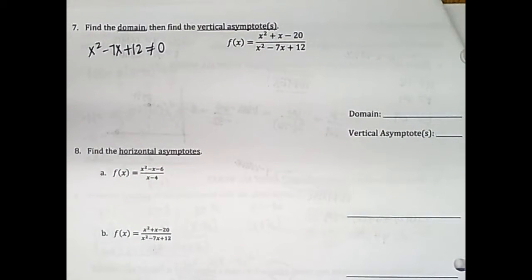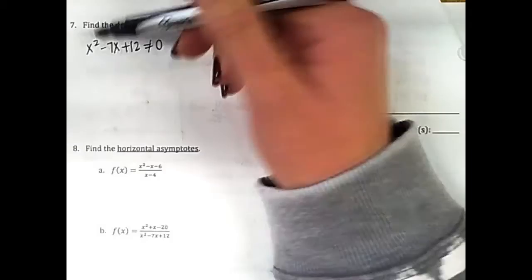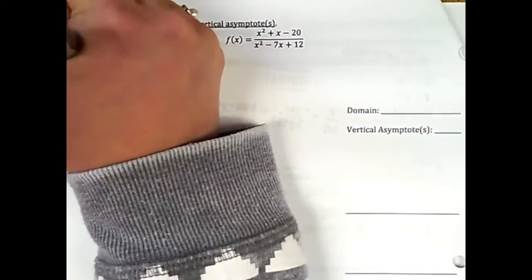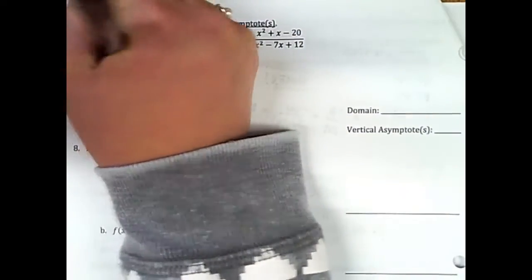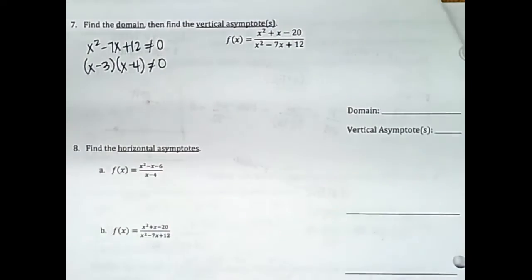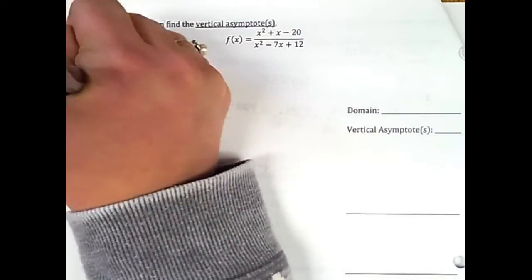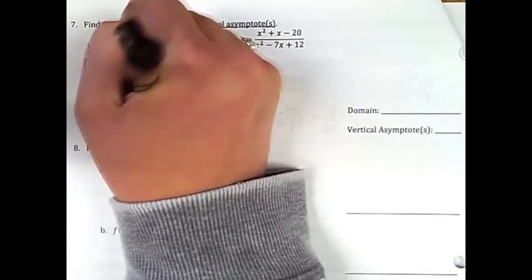To do that, I'm going to factor it. So x squared minus 7x plus 12. What two numbers multiply together to get me positive 12 and add up to get negative 7? And that is negative 3 and negative 4. So I have my two factors. It's set equal to 0, so now I can split them up.